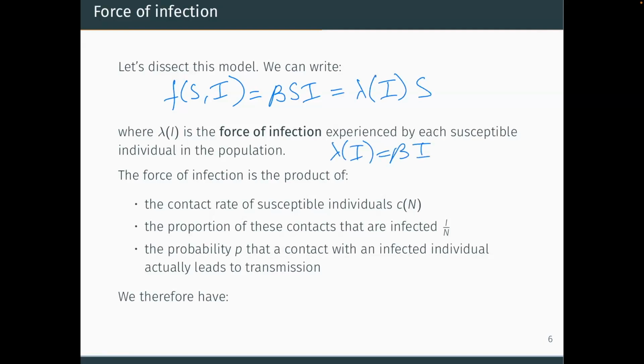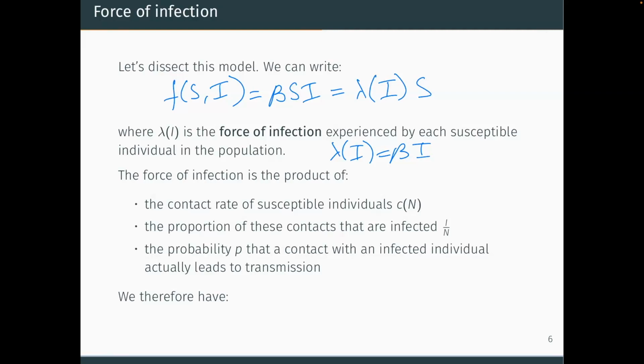So you can think of this as the per capita effect on every susceptible individual in the population. This is changing because it's a function of the number of individuals that are infected. But each susceptible individual experiences this force of infection. So this will go up if there's a higher transmission rate or if there are more infected individuals. Okay, that should make sense.